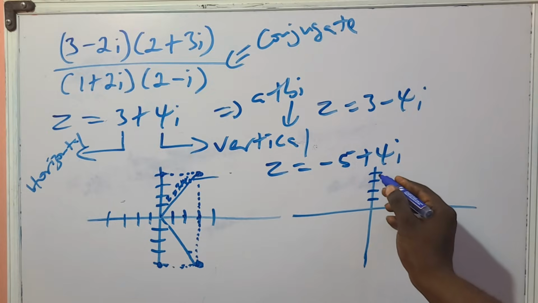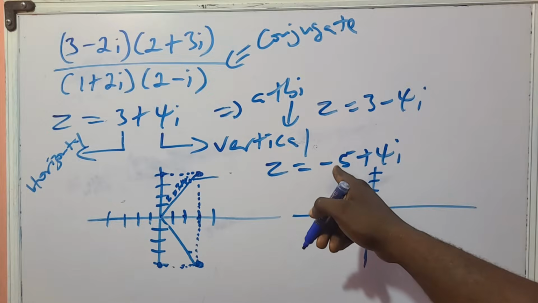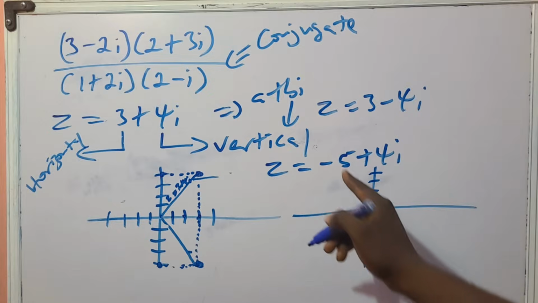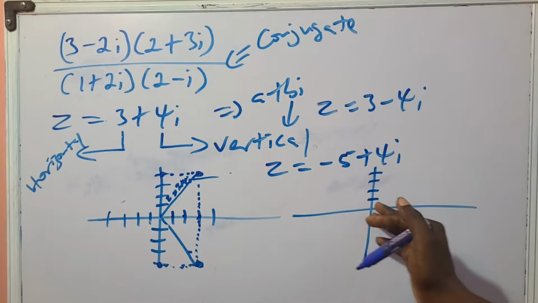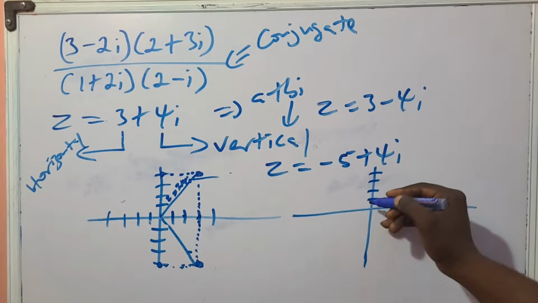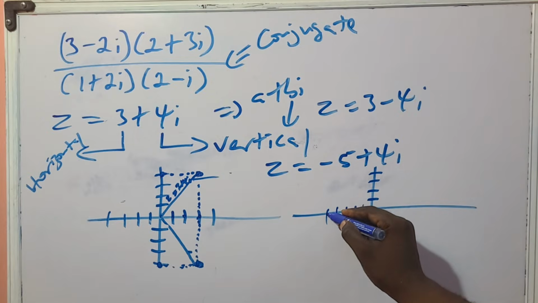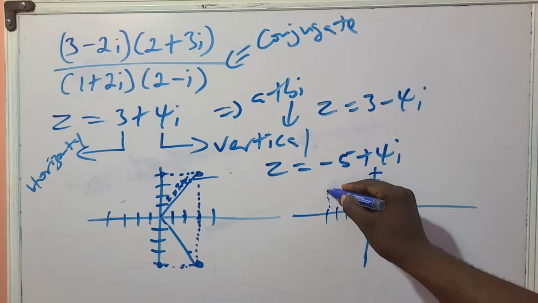So let's say this is 4, but you can see right here that the real part is negative, minus 5. So that will not be on this side. This is the positive side of your horizontal axis. What is the negative side? So you want to go, this is 5 now. You want to go 5. So you want to trace this out here.